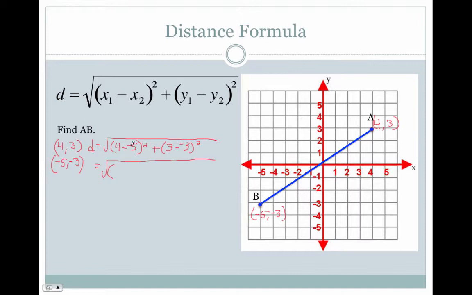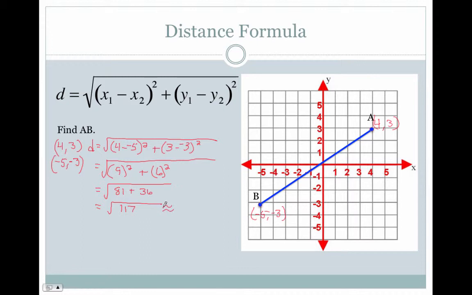Okay, so minus a minus makes that a plus, so that's going to be 9 squared. And minus a minus makes that a plus, which is 3 plus 3, which is 6. Now, if you need help, you can do that in the calculator, and that's fine. Let's see, 9 squared is 81. Again, you can do it in the calculator if you want. 6 squared is 36. And 81 plus 36 is 117.